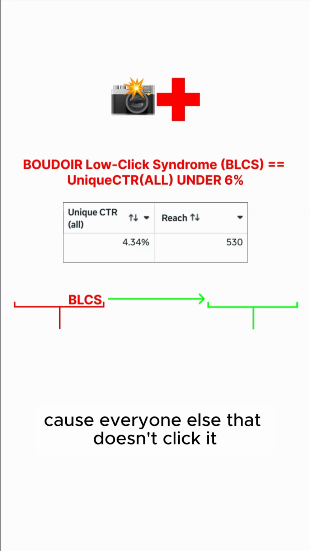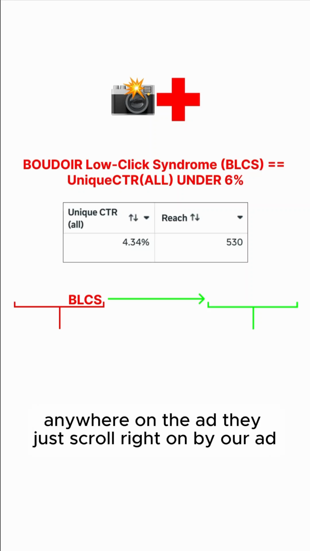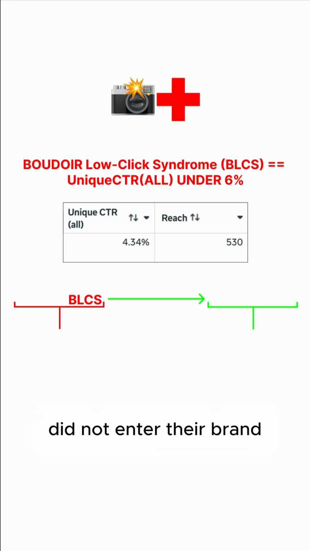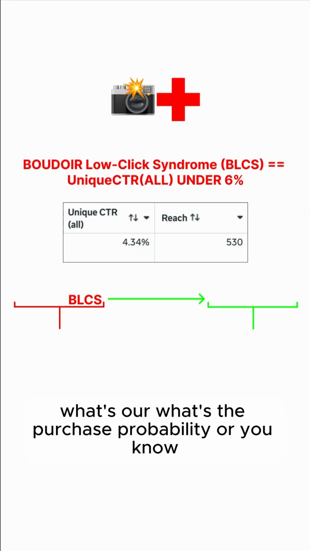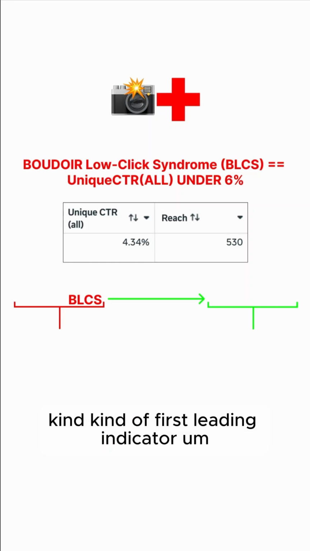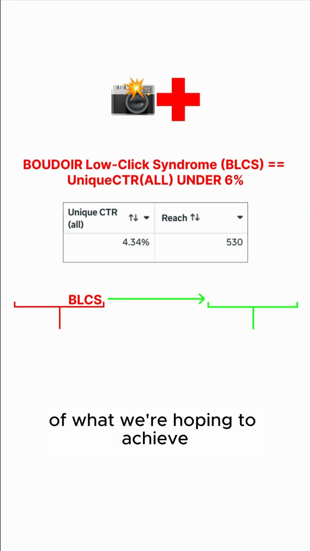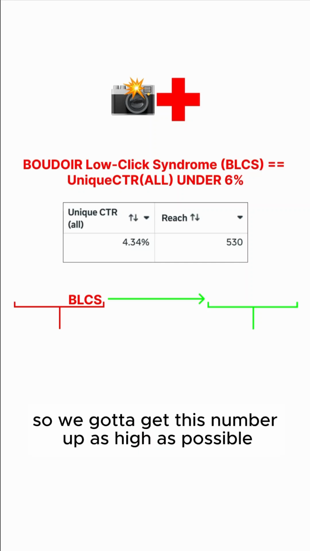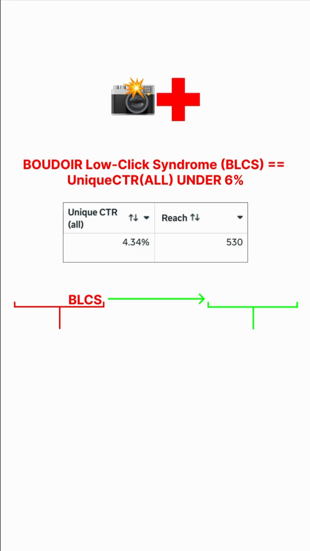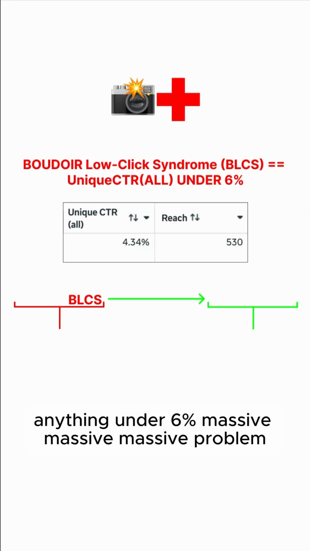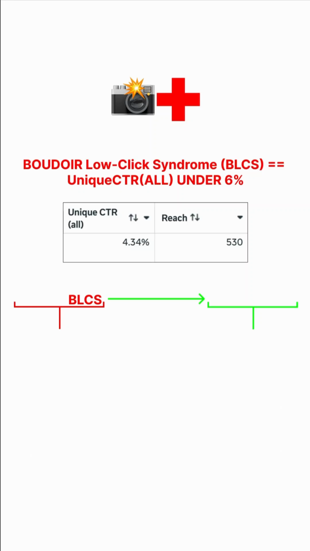Because everyone else that doesn't click anywhere on the ad, they just scroll right on by. Our ad did not enter their brain. They ain't never buying. So this is the purchase probability, or kind of first leading indicator of what we're hoping to achieve. So we gotta get this number up as high as possible. 6% is the absolute minimum floor. Anything under 6%, massive, massive, massive problem.